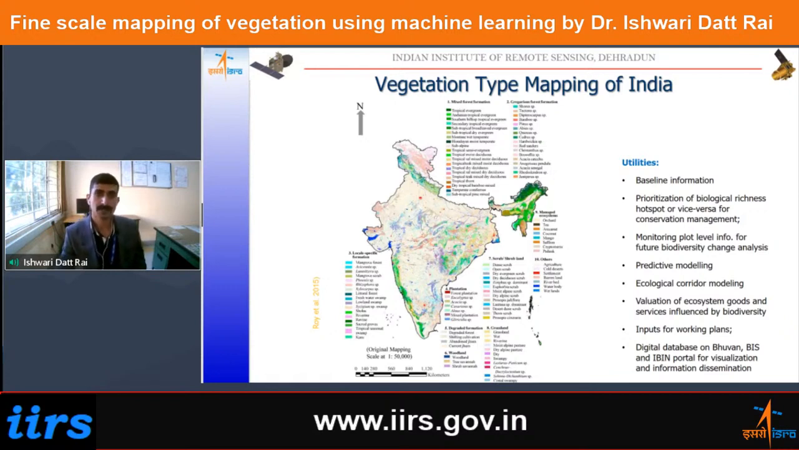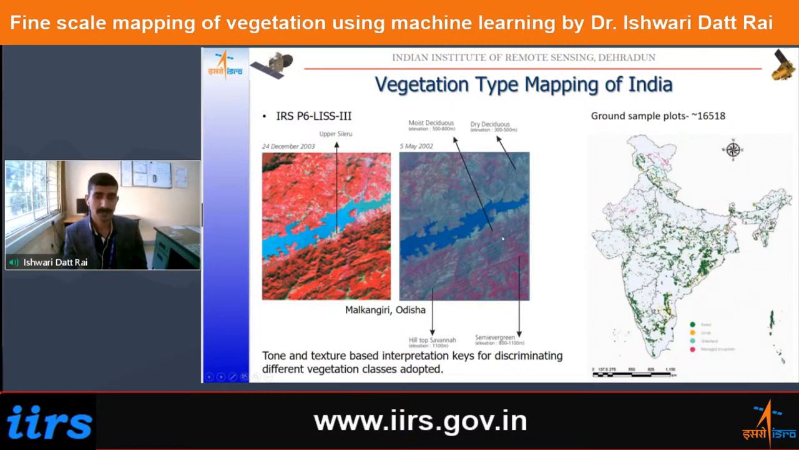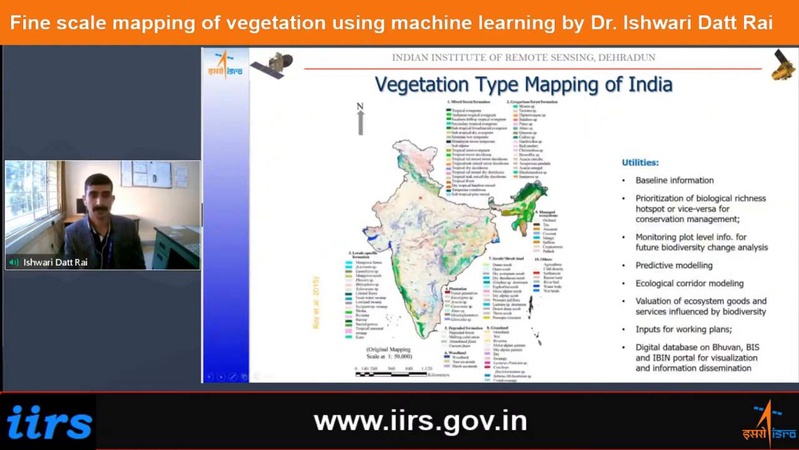So in this you can see the vegetation type map of India. The technique used was mainly visual image interpretation. Using the different season images, the different vegetation elements were interpreted, and the tonal variation was very important to differentiate different vegetation types over a region. The different landscape level classifications were further mosaicked to generate the countrywide product.